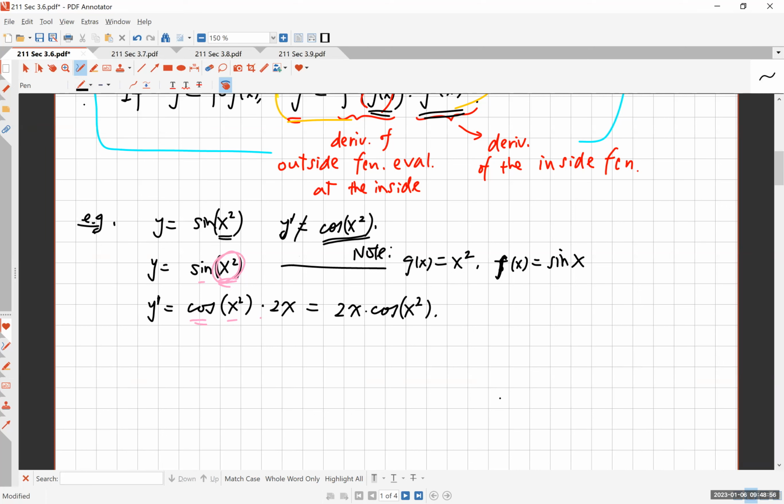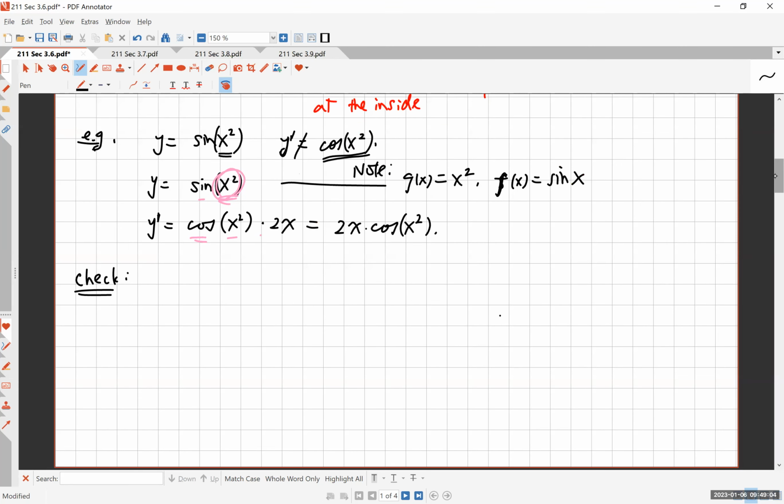By the way, let's check with something that we already know, to make sure that the chain rule is actually working. I mean, it's working because it's a theorem and somebody proved it years ago, centuries ago.